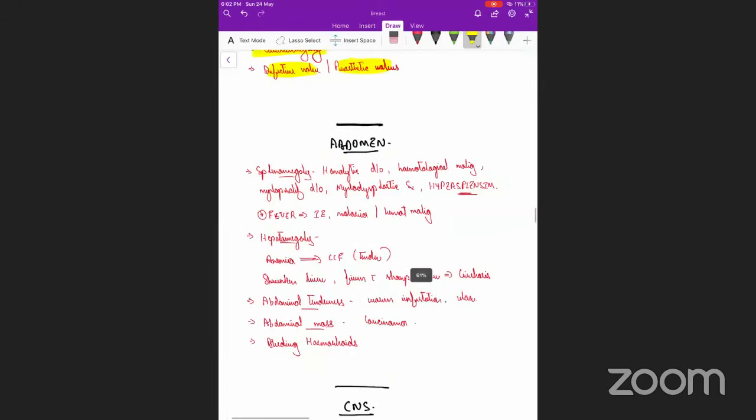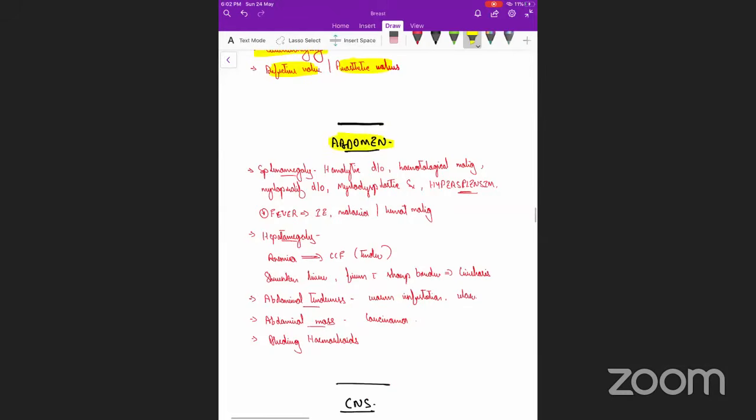Then comes abdomen examination. What do you look for? Splenomegaly, very important. If splenomegaly is there, then you can consider hemolytic anemia as one of the causes. Or else we can think of any hematological malignancy, myeloproliferative disorders, myelodysplasia, all these things. It will replace the RBCs because of increased proliferation, so that will lead to less RBC production.